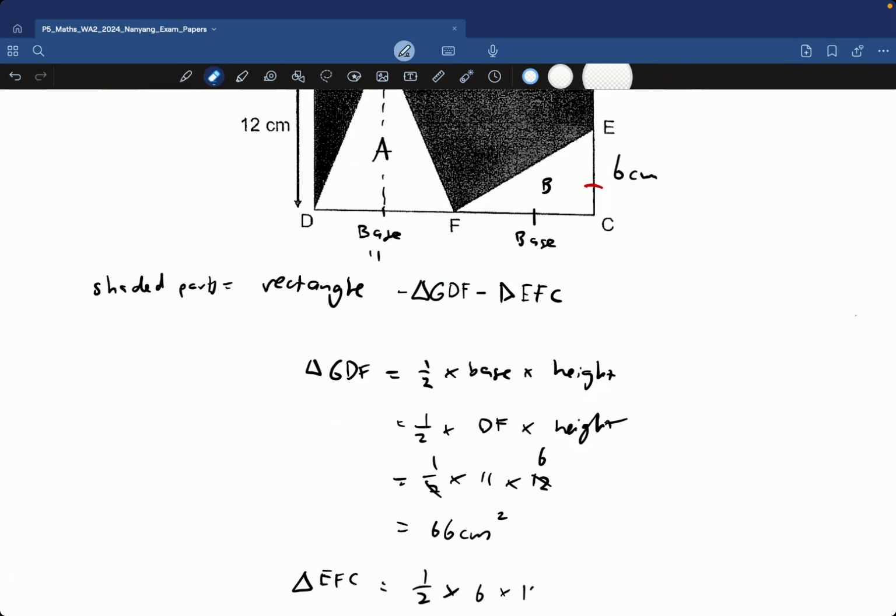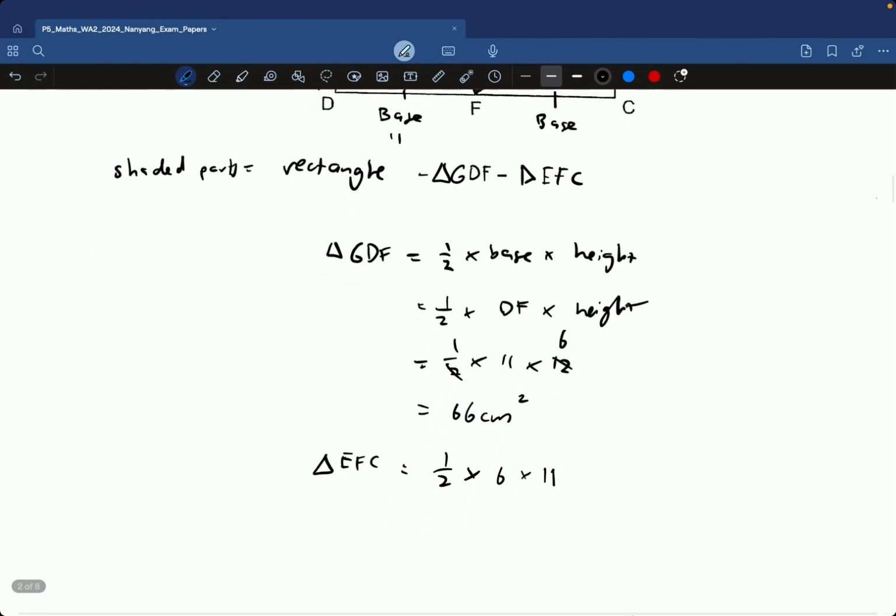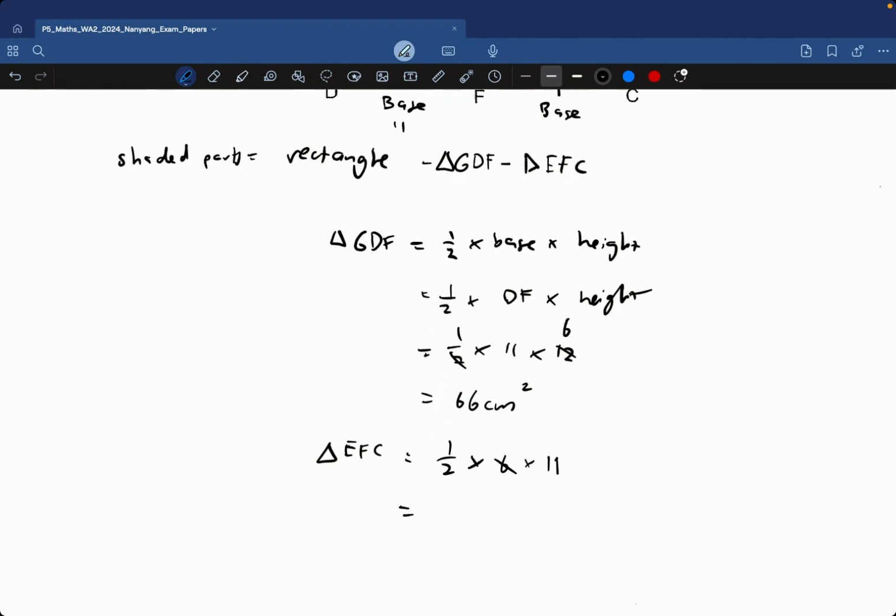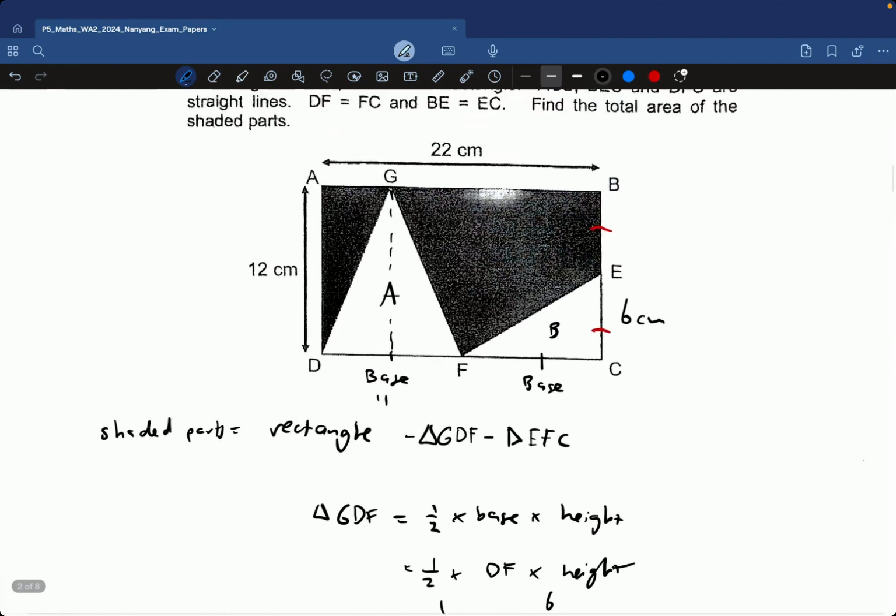Okay, so 12, this is 11. So that means this is 3 times 11, 33 centimeter square. All right, now we want to get the area of the rectangle.